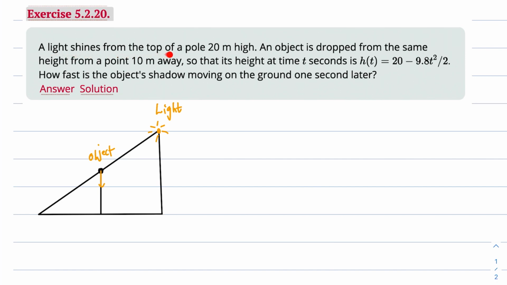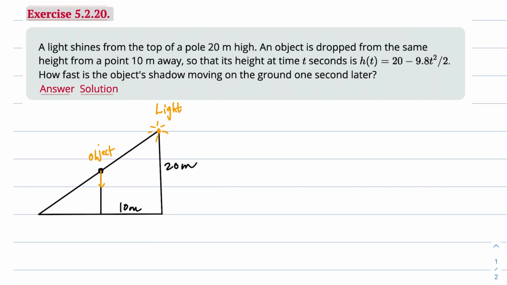It says a light shines from the top of a pole 20 meters high. Okay, so here's the light in my diagram, and the pole seems to be 20 meters high. An object is dropped from the same height from a point 10 meters away. Okay, so actually the object is maybe dropped from here, from the same height, but then at some point it falls and it reaches here. So the object's trajectory starts here and it kind of falls until it hits the ground. It says the object is dropped from the same height from a point 10 meters away. Okay, so the distance between the light and the object is 10 meters, so that's 10 meters.